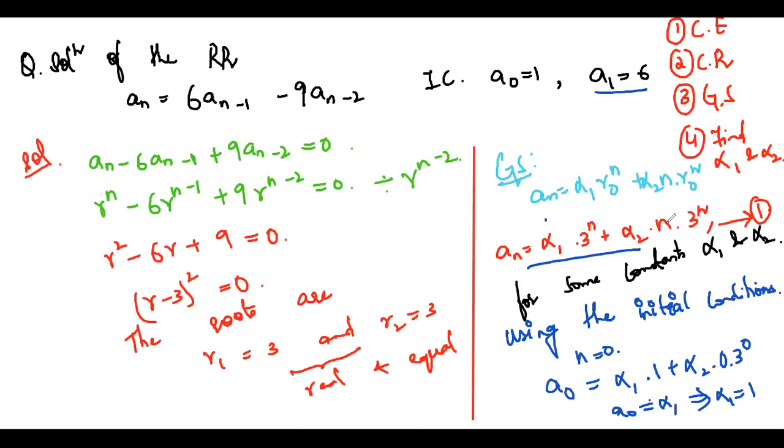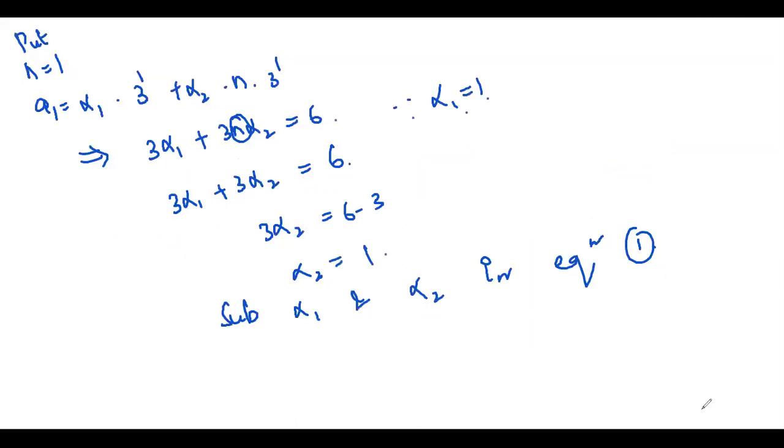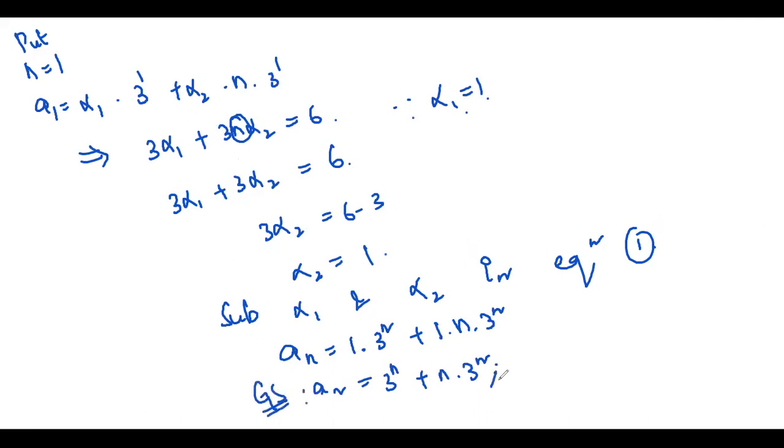let's see our equation 1, alpha 1 into 3 power n plus alpha 2 into n into 3 power n. So let's find out. An is equal to 1 into 3 power n plus 1 into n into 3 power n. So this is given as 3 power n plus n into 3 power n. Okay. Now we have got our general solution. This is our general solution. This is the final solution.